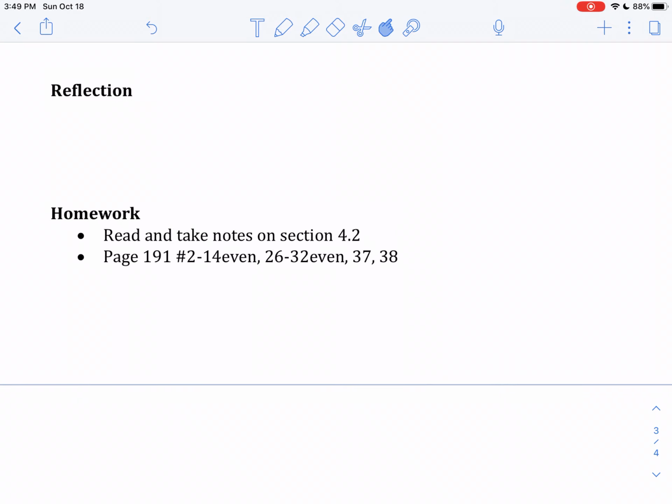All right, so take a moment to reflect on what we learned about today. So one or two sentences about what we know about isosceles triangles, how we can solve for missing measurements, maybe work in some vocab with that vertex angle and base angle stuff. All right, and then your job before you come into class on Tuesday is to read and take notes on section 4.2 from your textbook, and then we have a variety of problems to try out.